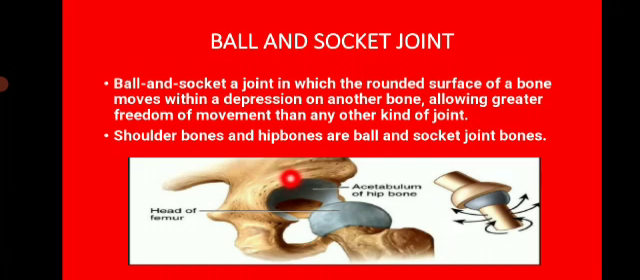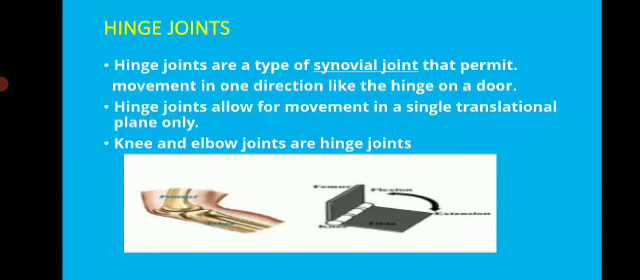The shoulder bones and hip bones are the ball and socket joint bones. Now you clear? Next we will say about hinge joints.